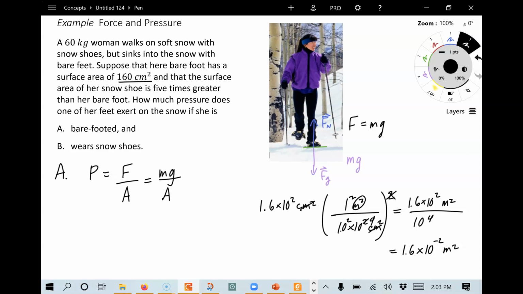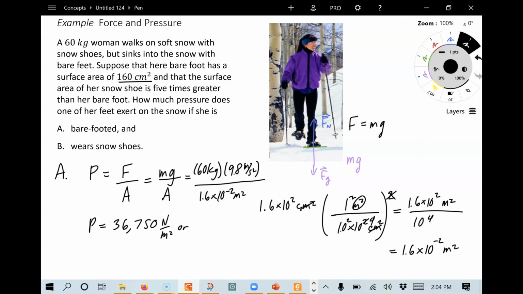So to calculate this now, all we've got to do is put in our numbers. The mass of the woman, 60 kilograms. Acceleration of gravity, 9.8 meters per second squared. And the area, 1.6 times 10 to the minus second meters squared. If we put all those numbers in, we'll get a pressure equal to 36,750 newtons per meter squared, or we can also use the units pascals. So that's the answer for part A, barefoot.